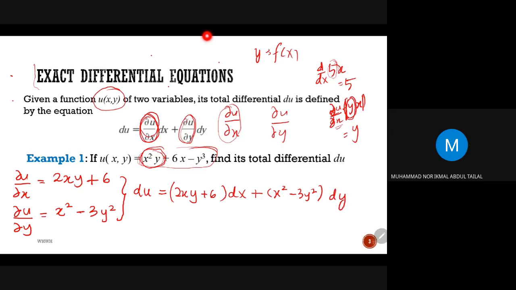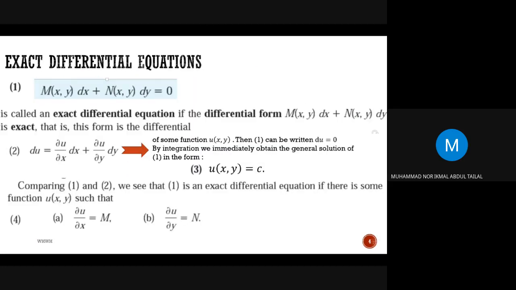Okay, so this is our first outcome for today. You need to know how to get del u over del x and del u over del y. Clear everyone? So hopefully all of you clear lah. Alright. So next, okay. Sekarang ni yang saya cakap tadi. Saya inform you tadi, saya kata at the end of this lecture, make sure semua orang tahu macam mana nak define exact differential equations.